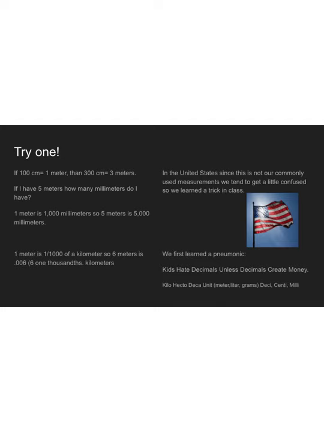We learned a mnemonic, and if you remember, a mnemonic is a silly phrase that helps me remember what to do. So we learned that kids hate decimals unless decimals create money. And the U there stands for units: meters, liters, and grams. So all meters, liters, and grams, depending on the amounts you have, you just add these prefixes into it. So centiliters, centigrams, centimeters would all be appropriate.